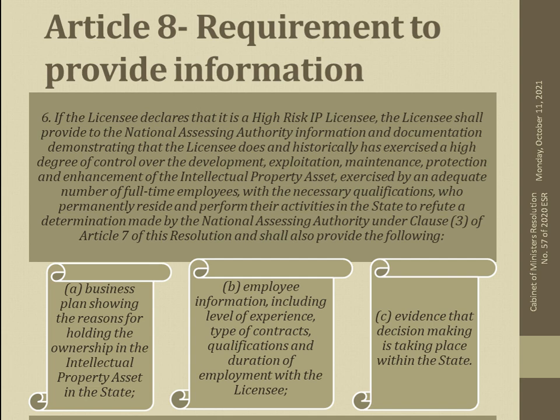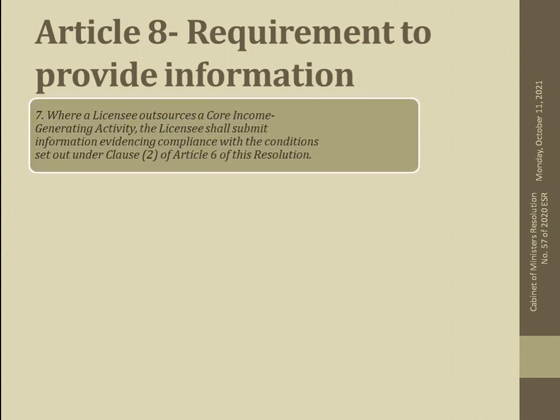This point number 6 is only about high risk IP licensee. These additional points, a high risk IP licensee has to provide while filing the ESR report. Point number 7 says where a licensee outsources a core income generating activity, the licensee shall submit information evidencing compliance with conditions set out in clause 2 of article 6 of this resolution.